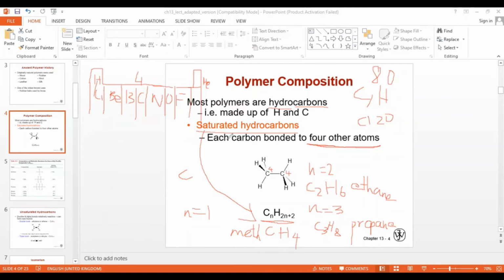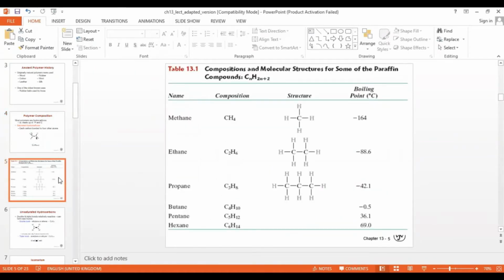So if all the carbon's bonds are bonded with 4 other atoms, it is called a saturated hydrocarbon, right? We should have 4 atoms around a particular carbon atom, then that is a saturated hydrocarbon. This is just after replacing with these numbers. So CH4 is methane. This is the structure, and the boiling point is given as minus 184 degrees Celsius, right? Then ethane, C2H4, sorry, C2H6. This is the structure, C2, 1 2 3 4 5 6, and the boiling point is minus 88.